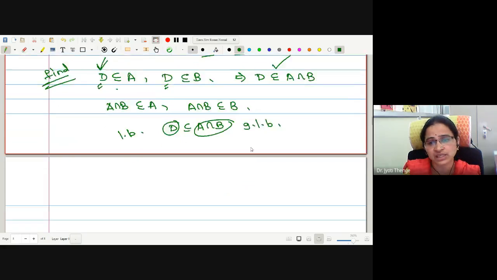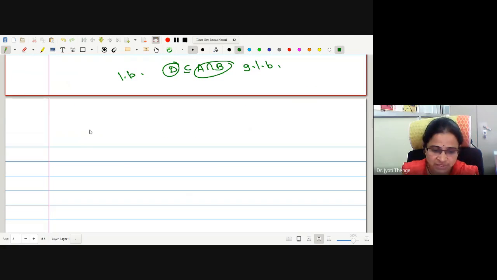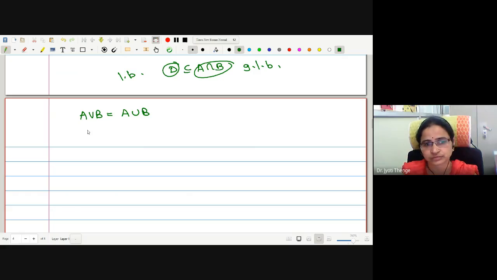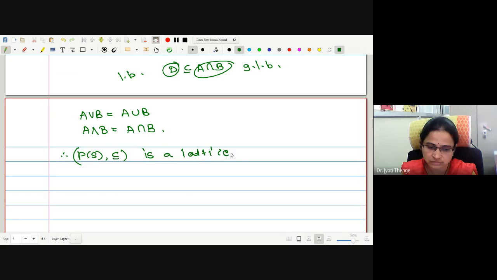Therefore, in this case, both LUB and GLB exist. And what is A join B in this case? Is it A union B? Correct now? And what is A meet B? A meet B is A intersection B. And hence one can say that this POSET with inclusion relation is a lattice. Second example, you will try to understand again.